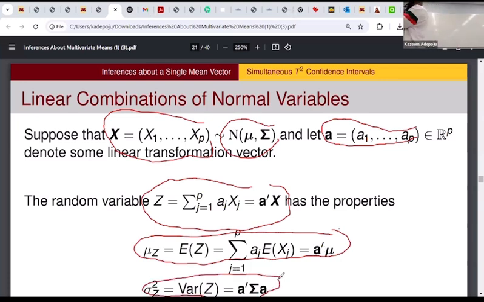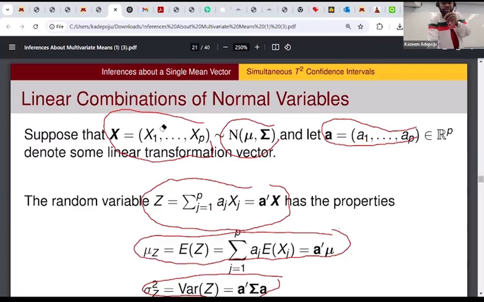So what you can see, the mean is a combination of the constants and the means, the vector mean of the variables that we're talking about. And if you take a look at the variance of z, you can see A transpose times the covariance times A. The covariance that we're talking about is the covariance of the random variables x1 up to xp.